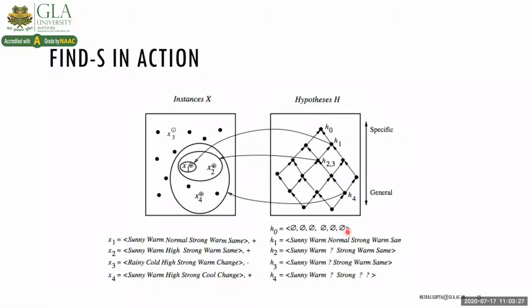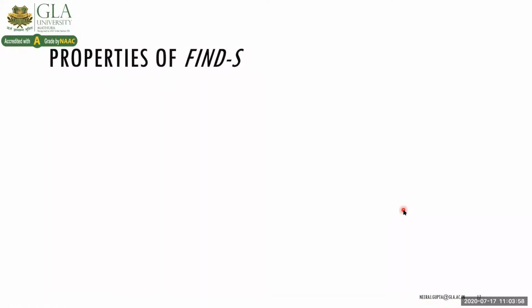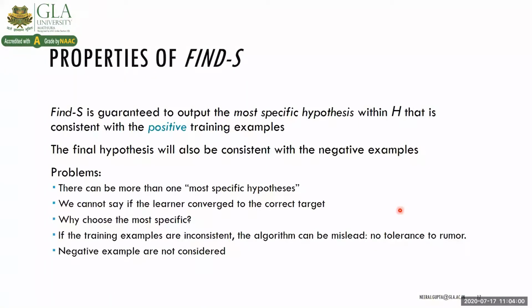So we start with the most specific hypothesis, that is, all null values. We choose the instances one by one and propose the hypothesis. Finally we get H4, which is the most general hypothesis. This arrow shows that H0 at the top is specific and H4 is more general. We have seen an example of this in which we apply these properties.